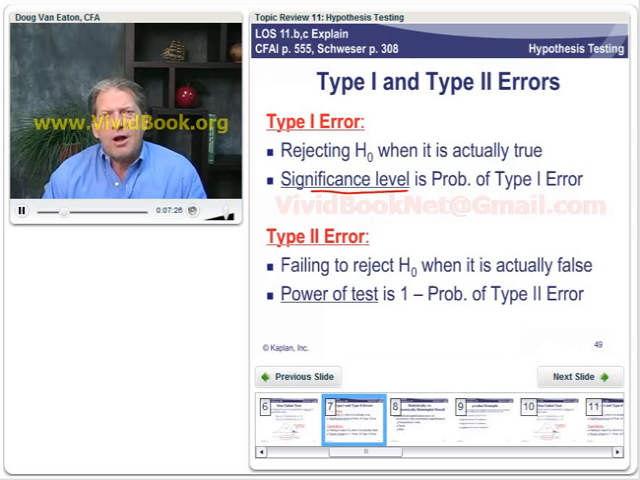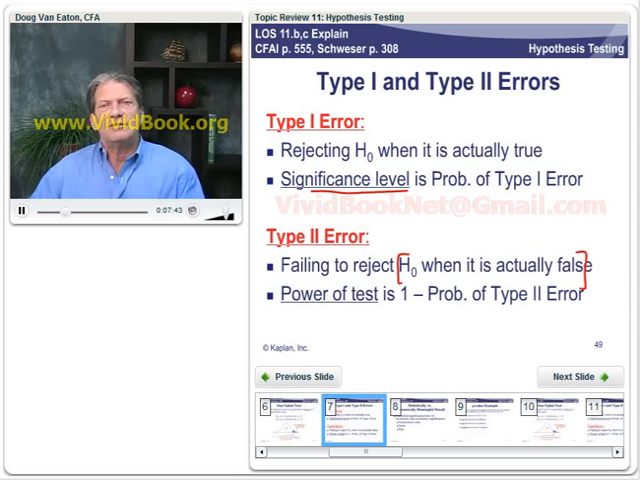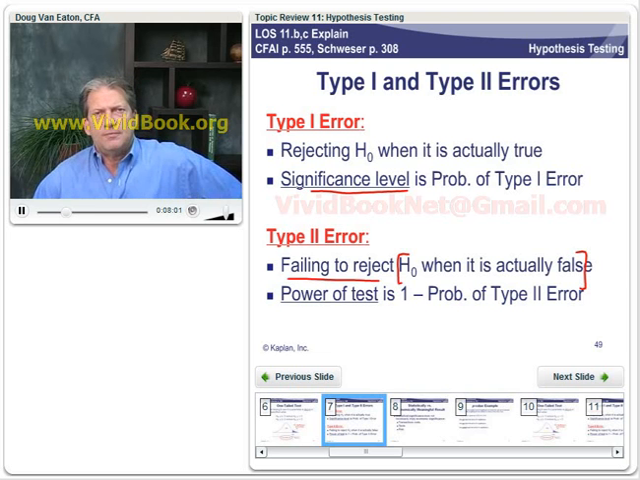Now, if our probability of a type 2 error is high, that is, when the null hypothesis is false, we fail to reject it a good percentage of the time, then we say the power of our test is low. And we're going to define the power of the test as 1 minus the probability of a type 2 error. Now, we don't have a way in our curriculum here to calculate the probability of a type 2 error. So you just need to know how that relates to the power of a test and what that means.